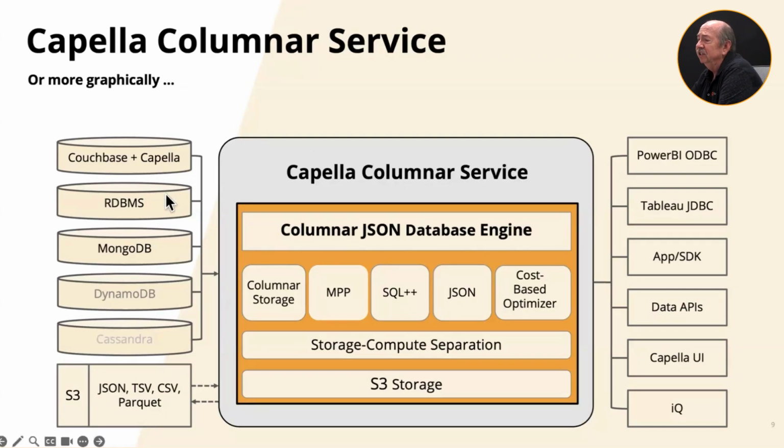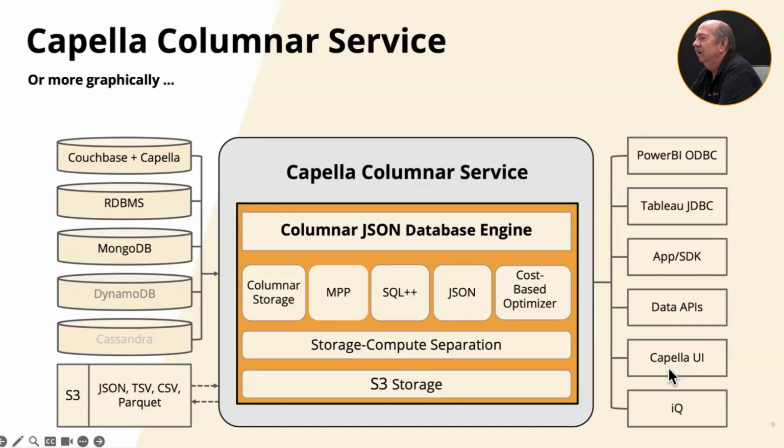You can get data from relational databases, from MongoDB today. DynamoDB is coming very soon. Cassandra's on the horizon. And then you can also access external data in object stores, for example, S3, but we support access to other object stores as well. So JSON, TSV, CSV, Parquet formats.